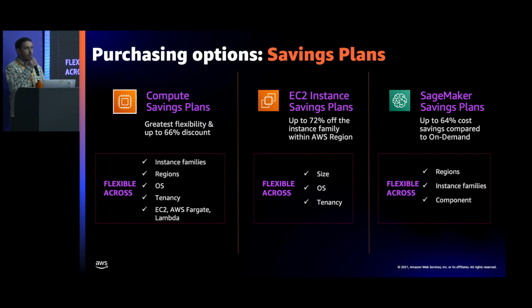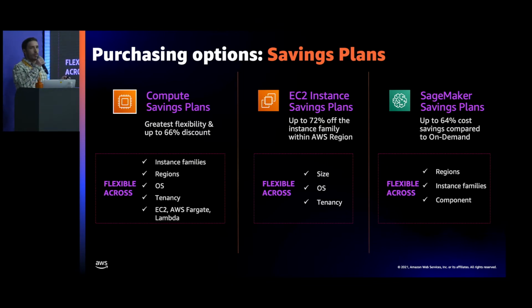You pay, let's say you buy a savings plan for $10 an hour. So you'll get any instance, depending on the options that you see here, for up to $10 an hour at the discounted savings plan rate. You have 3 different types.